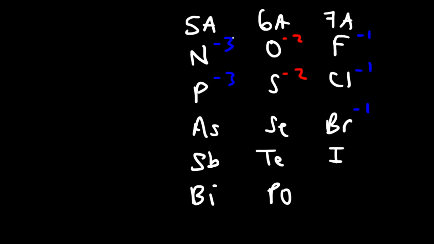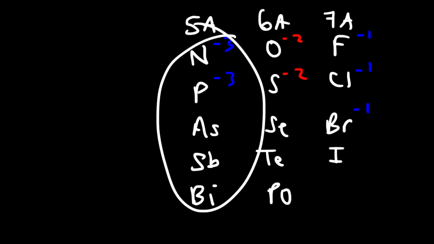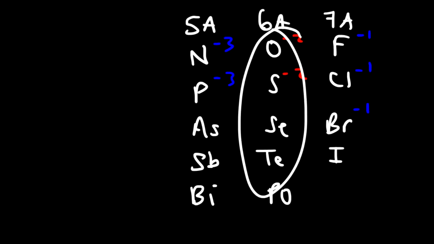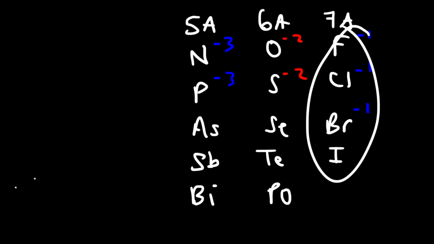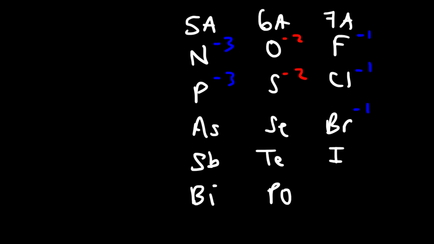In group 5A, these elements have 5 valence electrons. In group 6A, these have 6 valence electrons. In group 7A, these elements have 7 valence electrons. The valence electrons are basically the electrons in the outermost energy level, which we'll talk more about later.